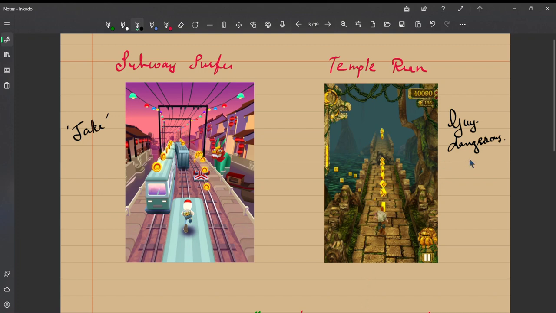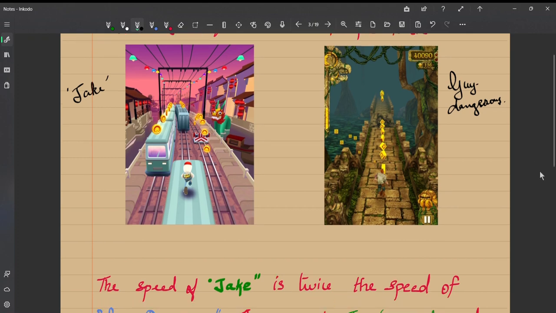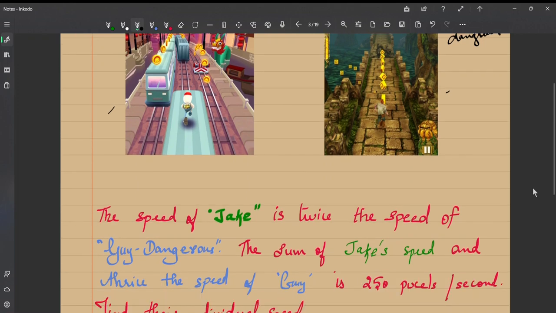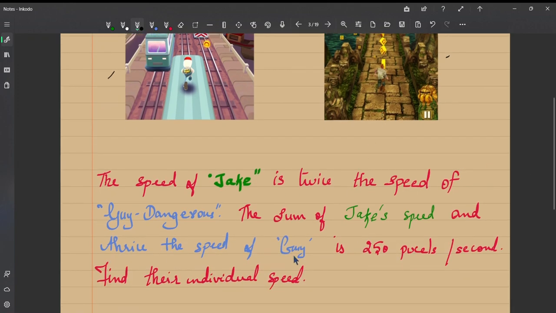Now just read the problem. The speed of Jake, this person in Subway Surfer, is twice the speed of Guy Dangerous. The sum of Jake's speed and thrice the speed of Guy is 250 pixels per second. We'll have to find their individual speeds.